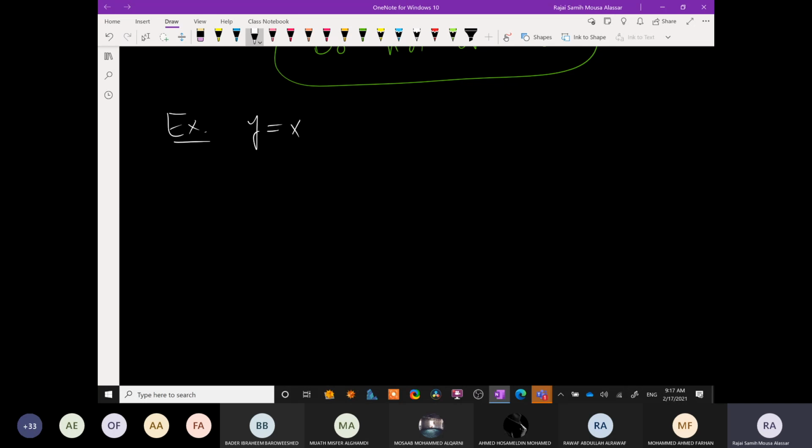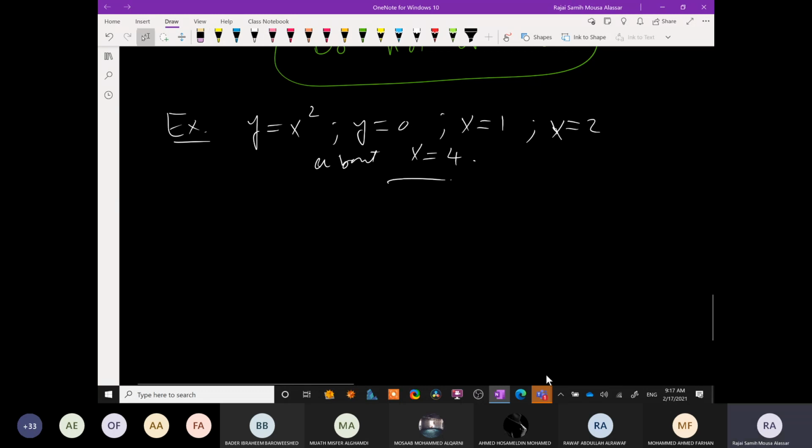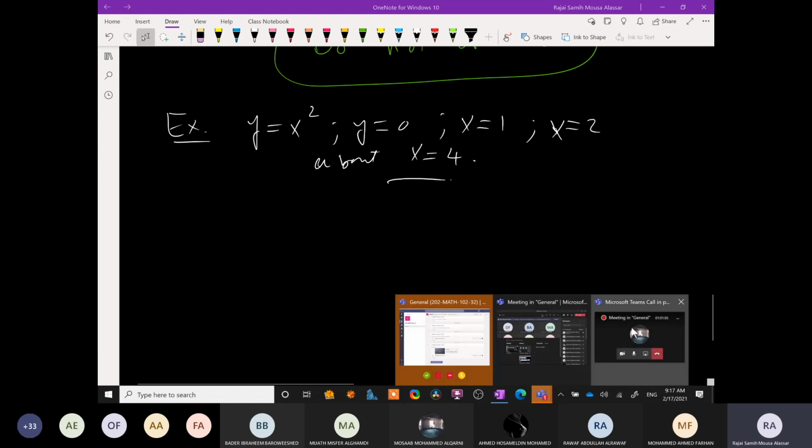Y equals x squared. Y equals 0. X equal 1. X equal 2. About x equal 4. I want you to do this now. I'll give you 3 minutes to set up the integral. Please do it.